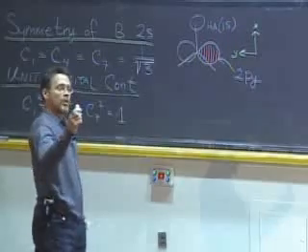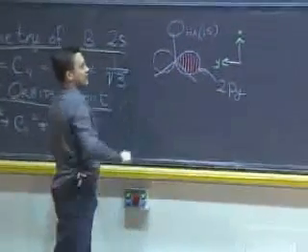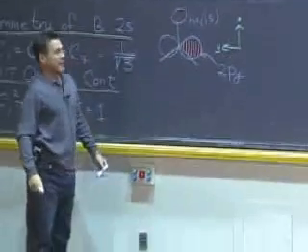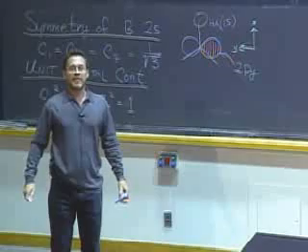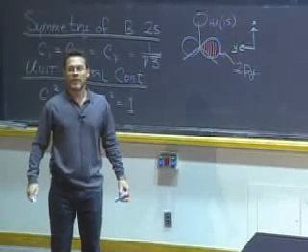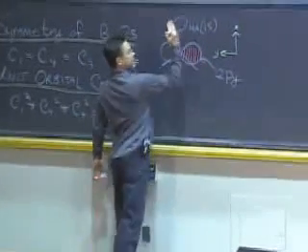Let me phrase it this way. The 2p orbital of our central boron atom has a nodal plane. What's that nodal plane? XZ is a nodal plane of the 2p orbital. Right here, just like this.